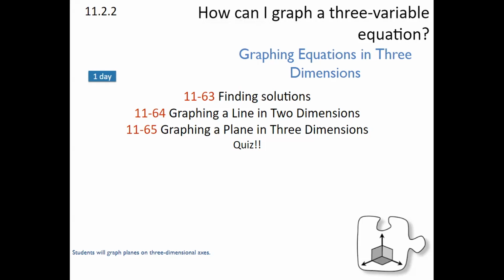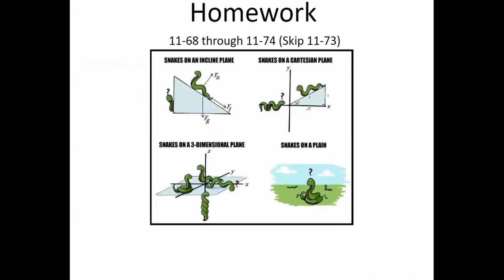It's going to be awesome. Okay, this is my joke, and here's the homework: 68 to 74, skip 73. This says snakes on an inclined plane, snakes on a Cartesian plane, snakes on a 3-dimensional plane, and then snakes on a plane.